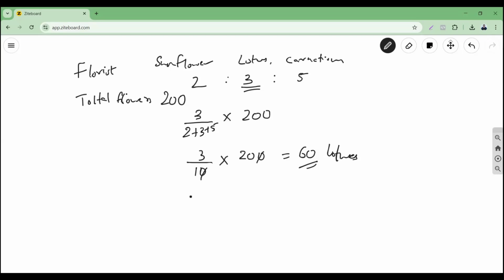So what is this basically? As we explained already in the video on what is a ratio and what is a fraction, in a ratio the total is not given. When we add all these things, then only the total number of parts will come. 2 plus 3 plus 5 is the total number of parts, and out of that, 3 parts is the lotus. Using this concept, we are going to solve these kinds of problems.